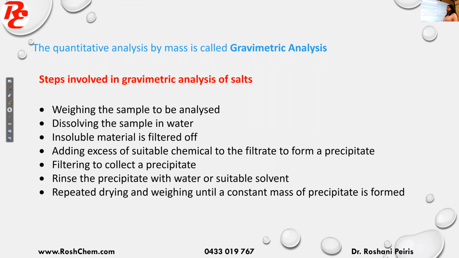For example, you have a sample of Vegemite and you want to find the percentage of sodium chloride in that. So these are the steps involved. The first step, weighing the sample to be analyzed. So you take the weight of the sample given, dissolve the sample in water. Insoluble material is filtered off. If there is anything which is not soluble, you remove them by filtration.